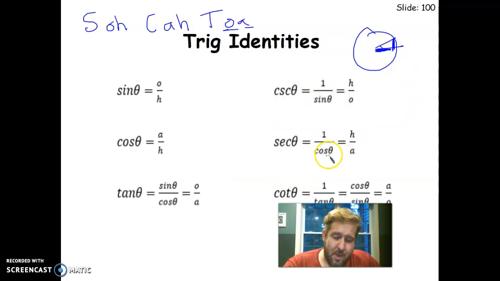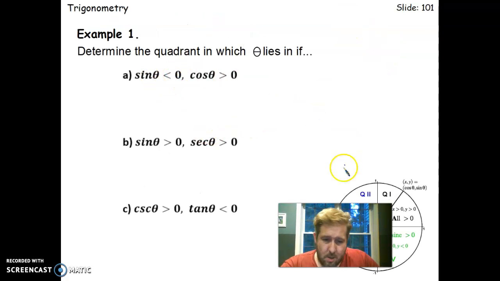And then we have the reciprocals, the exact same thing flipped, so not necessarily inverses, but they're the exact same thing flipped. So we have cosecant, secant, and cotangent. All right, so now determining quadrants.